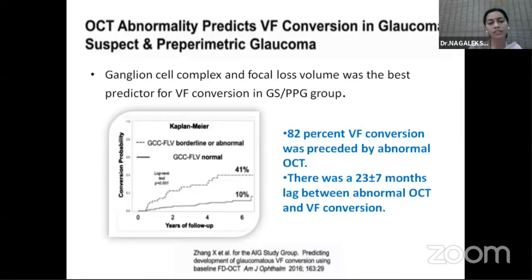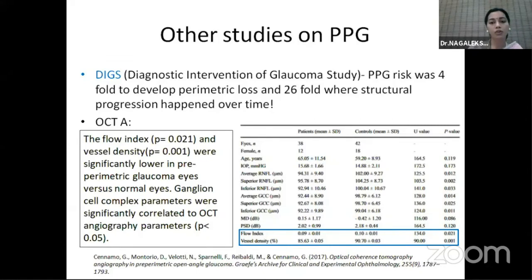The ganglion cell complex focal loss volume was the best predictor of VF conversion in this group, and 82% of conversions were preceded by abnormal OCT. The time lag was about 24 months between an abnormal OCT and VF conversion. Other studies like VIX also support that in pre-perimetric disease, there was a 26-fold increased risk of progression into perimetric disease when there was structural progression.